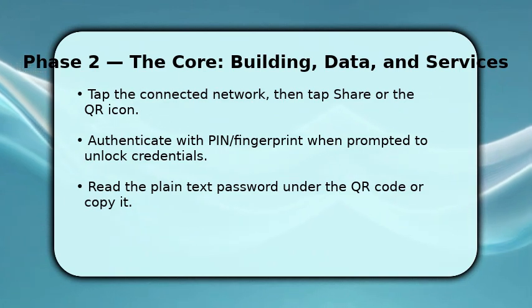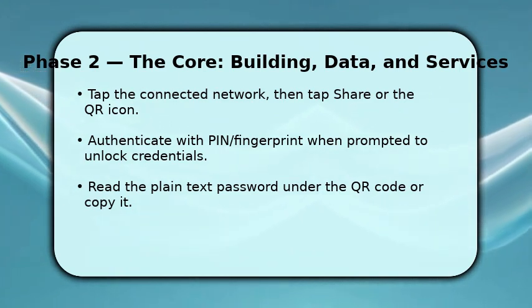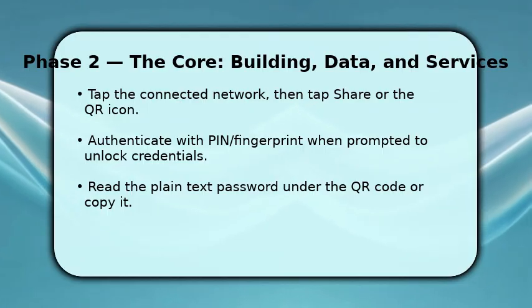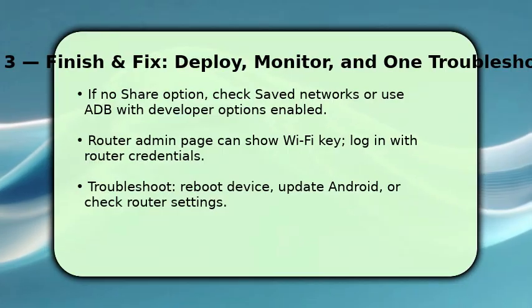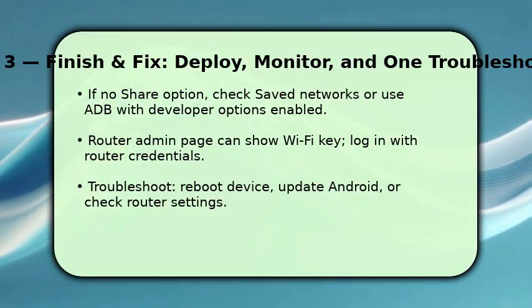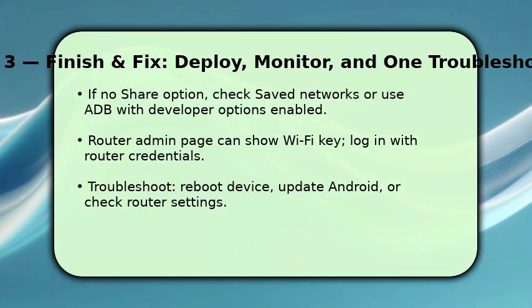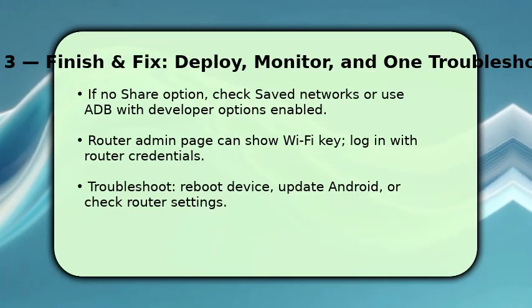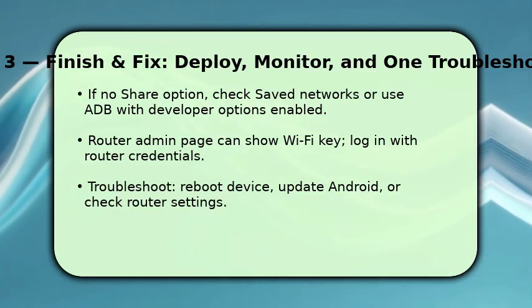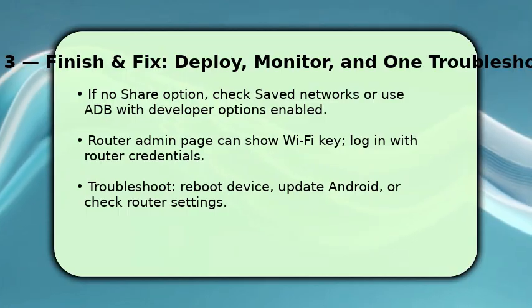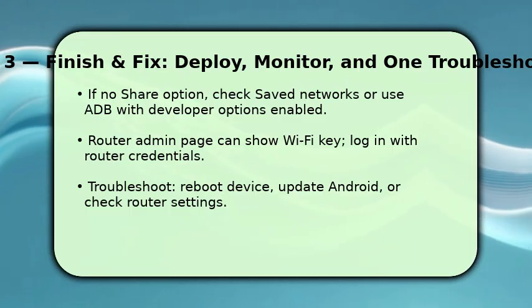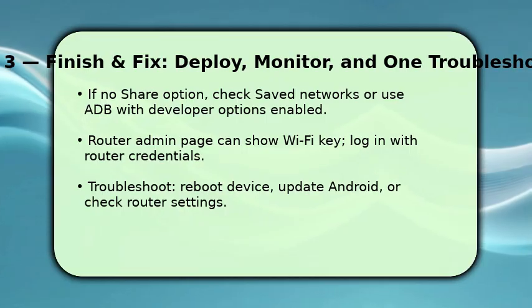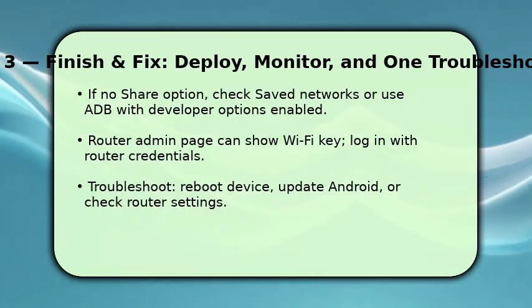If the Share QR option is missing, you can open Saved Networks, select the SSID and repeat authentication. On older builds, use ADB with developer options enabled to pull WPA supplicant files. Another reliable route is signing into your router's admin page, usually 192.168.0.1 or 192.168.1.1, and viewing the wireless password there. If things go wrong, reboot the phone and router, confirm your Android is updated, and retry.